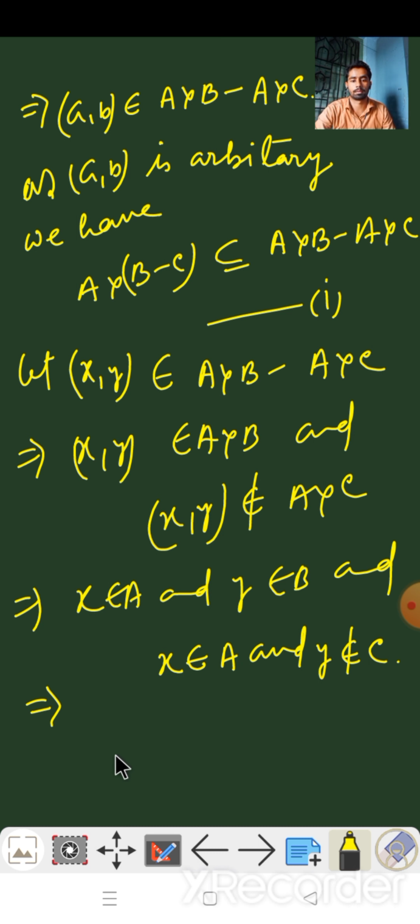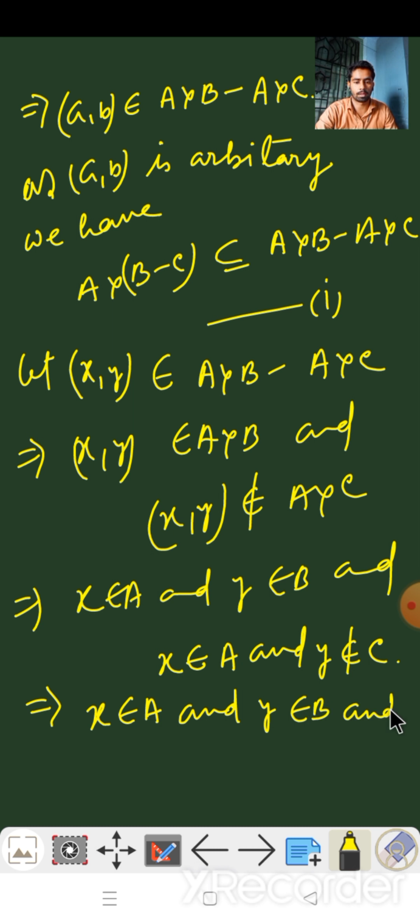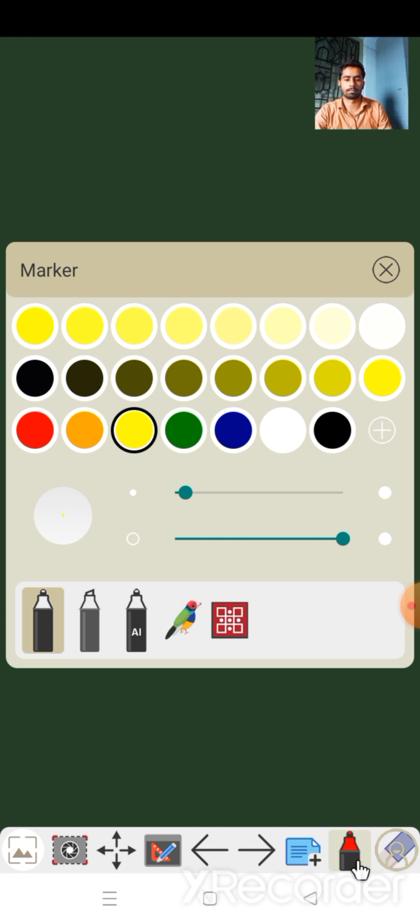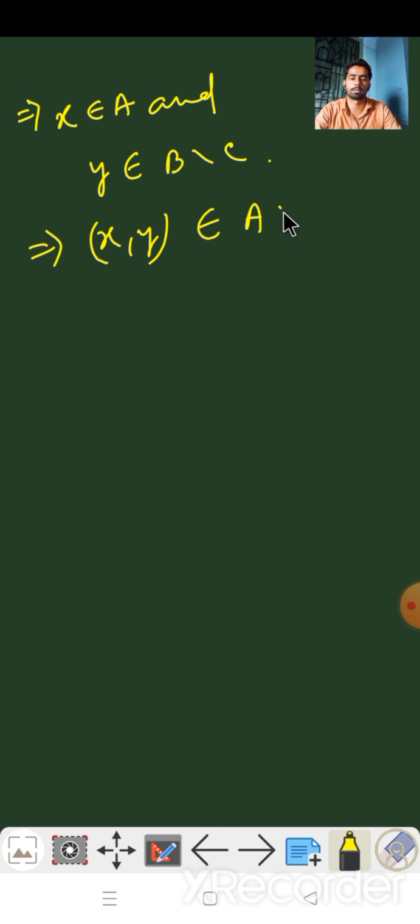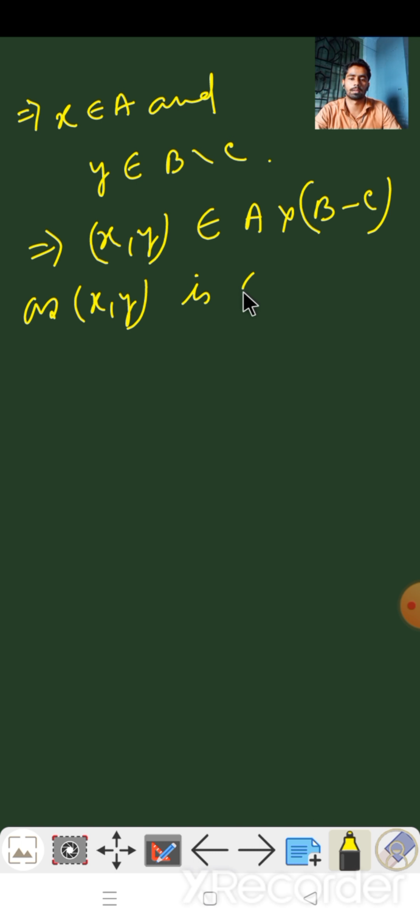which implies x belongs to A and y belongs to B and y does not belong to C. That is, from the last two portions we can conclude that y belongs to B difference C, and therefore x belongs to A and y belongs to B difference C, which implies the ordered pair (x, y) belongs to A cross (B difference C), as the ordered pair (x, y) is arbitrary.